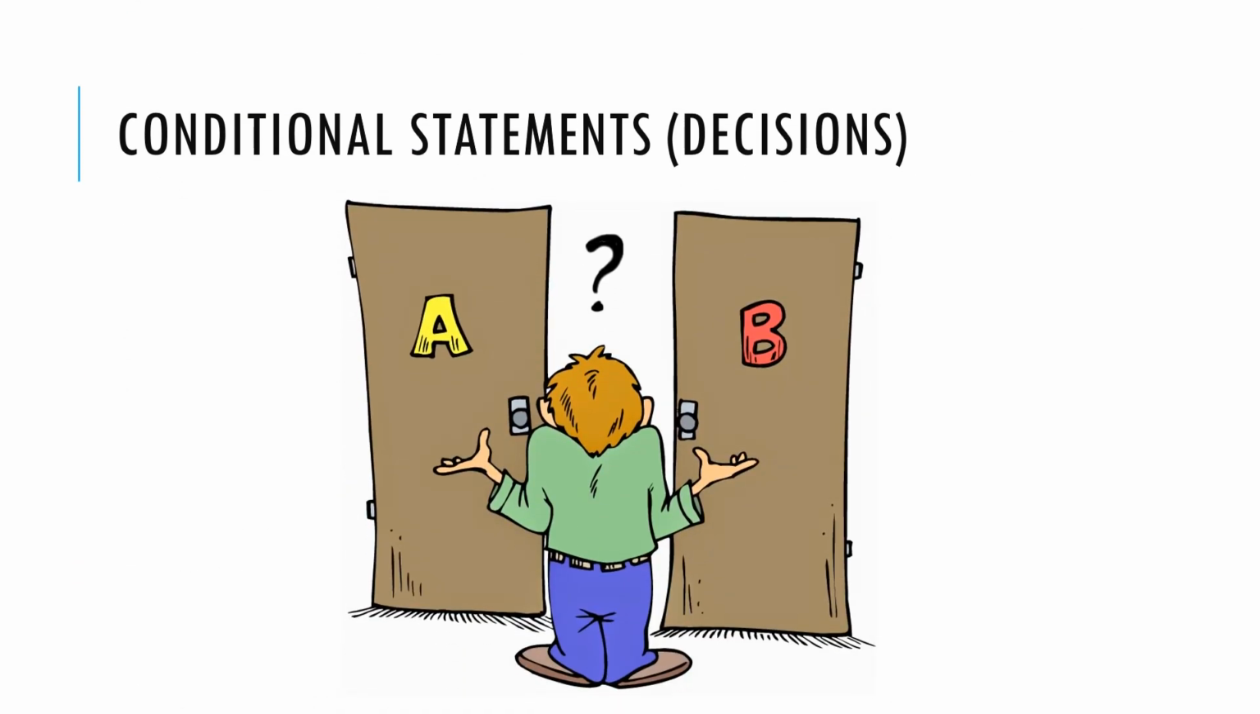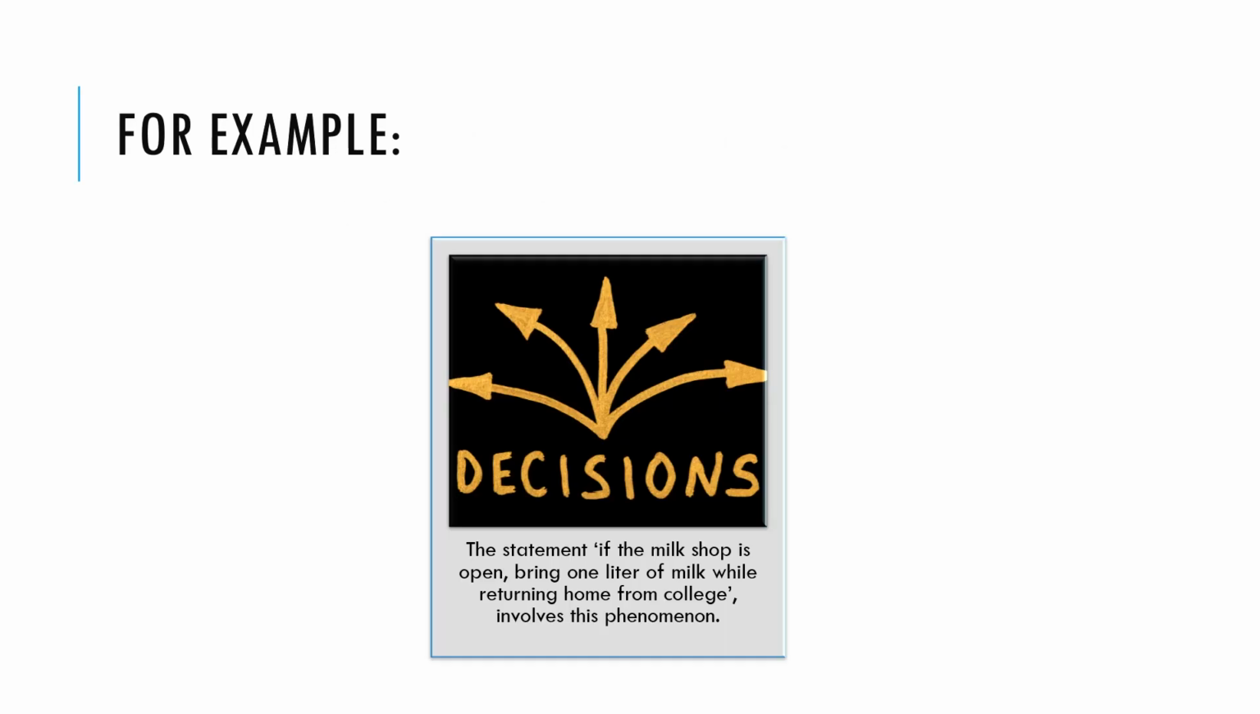So now we will be talking about conditional statements, decision making. In everyday life, we are often making decisions. We perform different tasks in our everyday life while taking decisions. Take the example of the statement, if the milk shop is open, bring 1 liter of milk while returning home from college. It involves this phenomenon of decision.